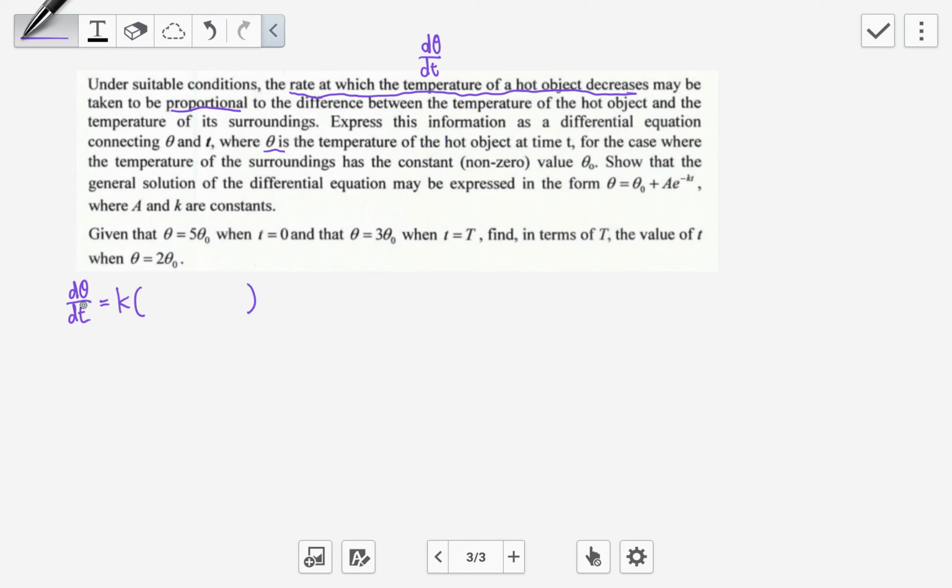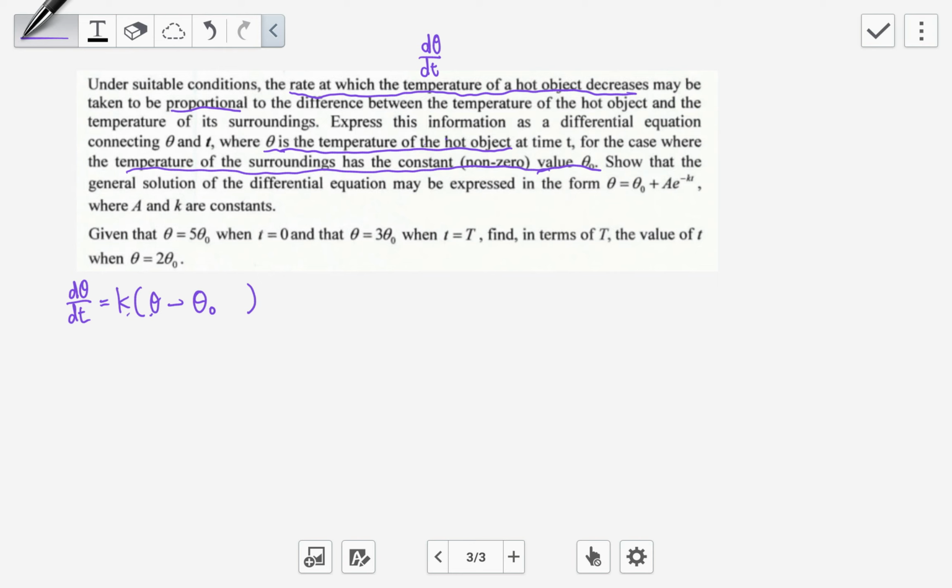So the temperature of the hot object is theta, and its surrounding, so minus, the temperature of the surrounding has a constant value of theta naught, so minus theta naught. So this is the summary of saying the rate of change of the temperature of the hot object is proportional to the difference between the temperature of the hot object and its surrounding.